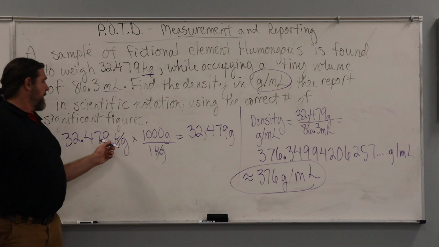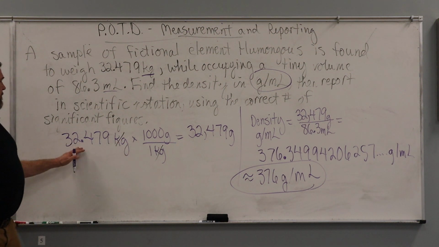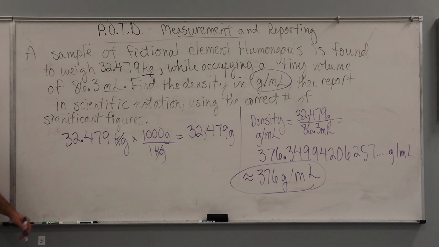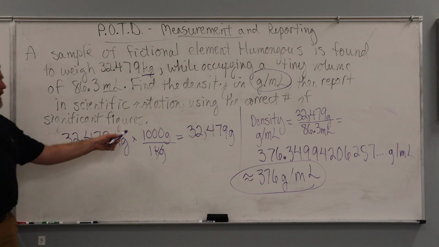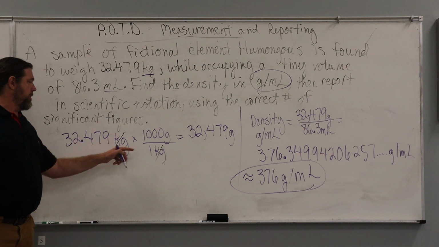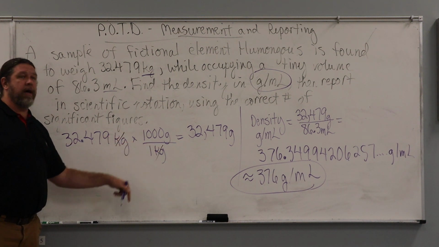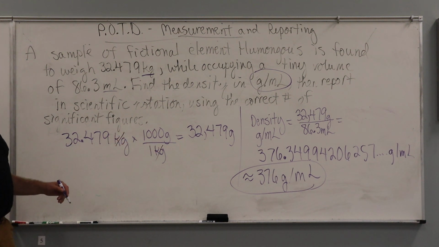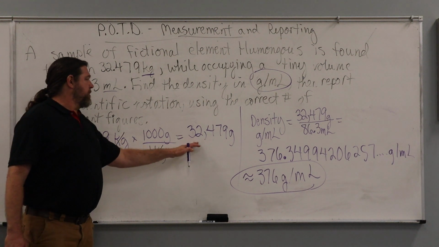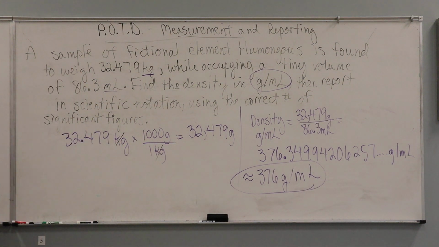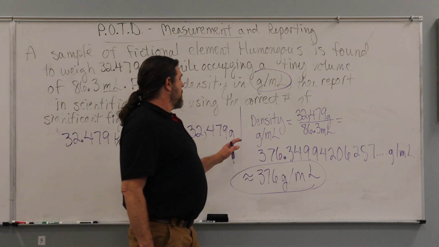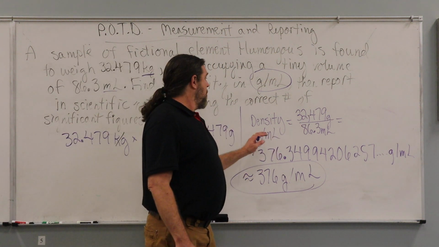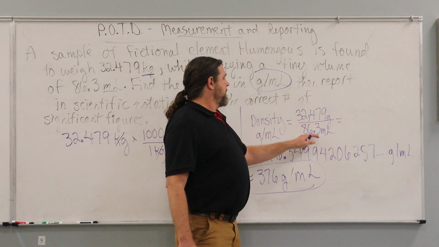So we multiply 32.479 kilograms times 1,000 grams per kilogram. We can do this dimensionally. We cancel out the kilograms if you're into that. And we get 32,479 grams. Now we can plug it into the formula that we want for density of grams to milliliters.